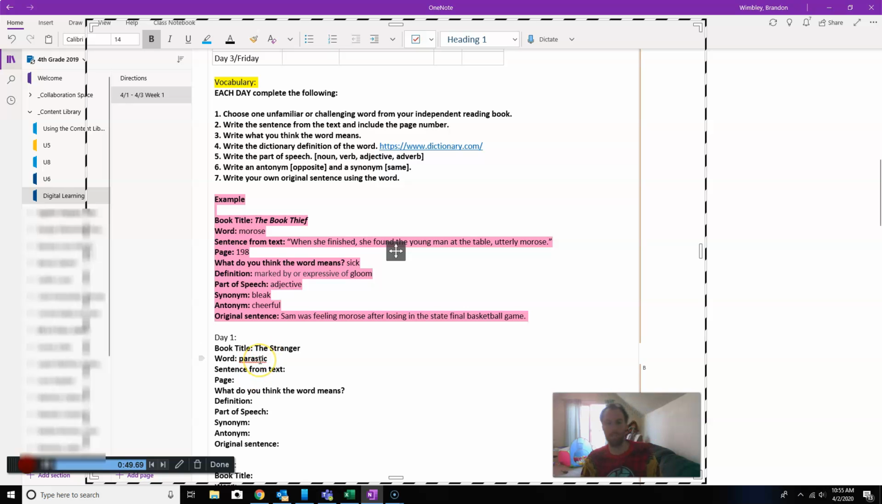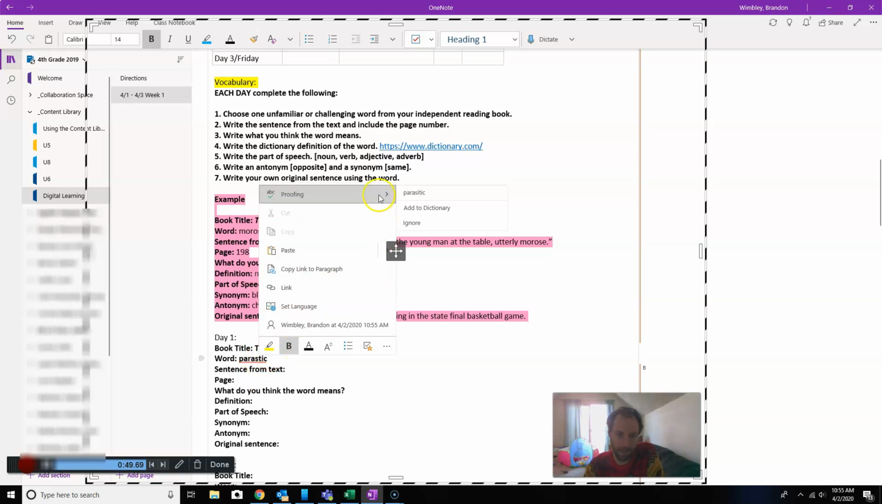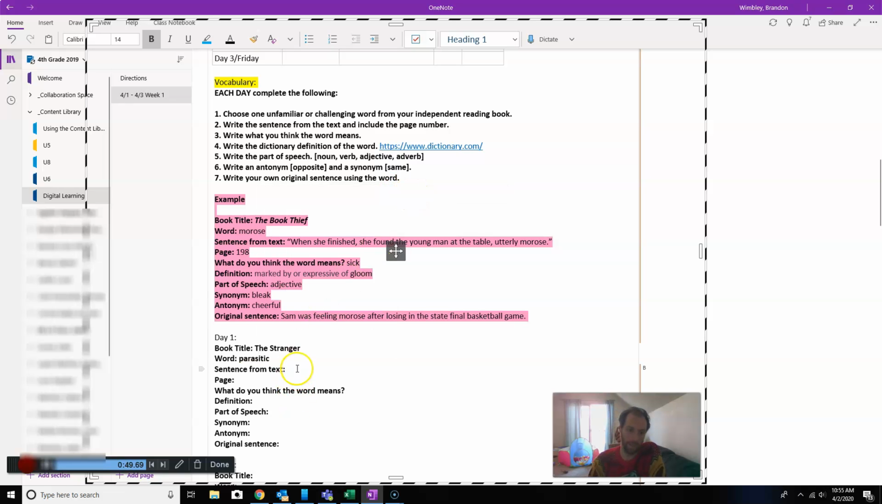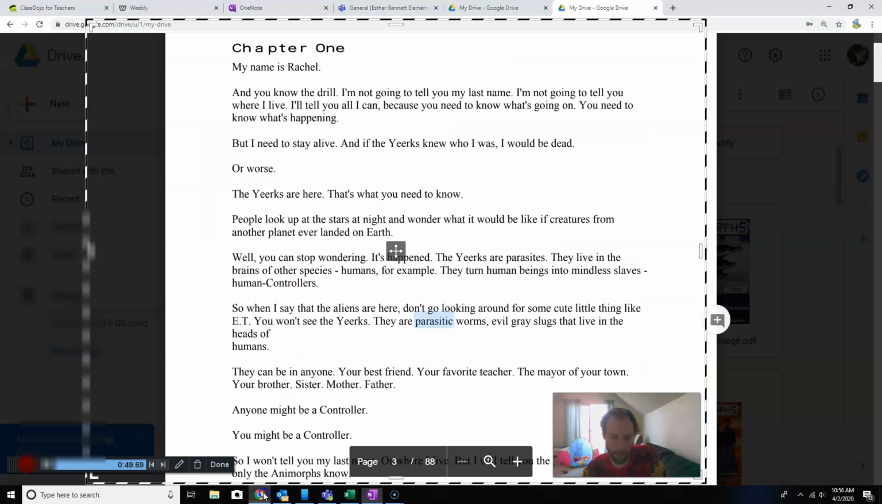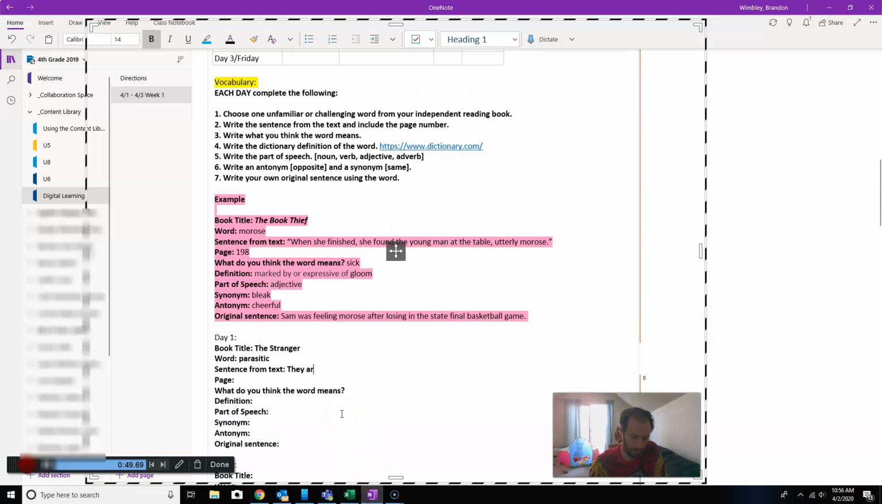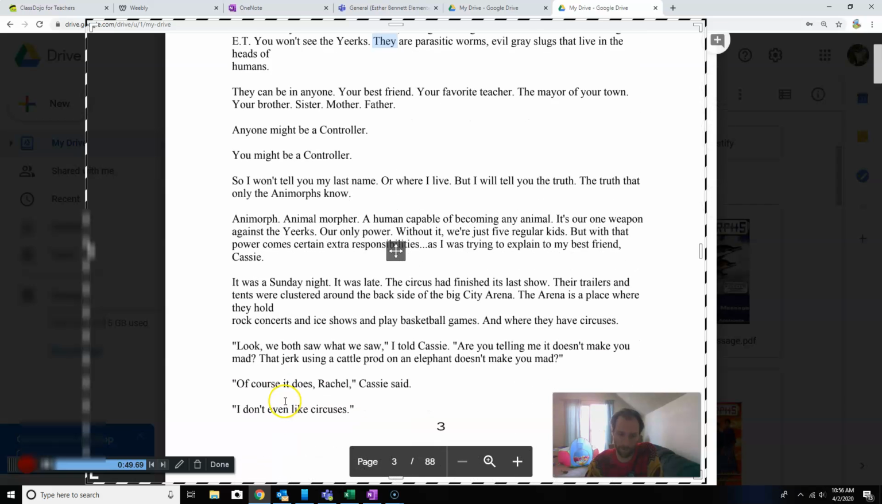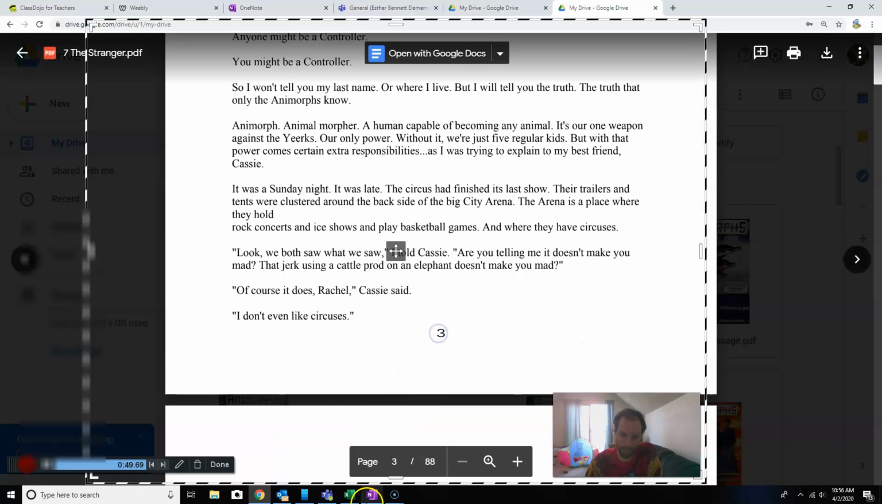And then if I misspell it, remember to use the spell checker, so you right click and make sure it matches. And now it wants the sentence from the text. So I'm going to put that sentence from the text. They are parasitic worms, evil gray slugs that live in the heads of humans. Now it wants to know the page number, so just like I would expect, I'm going to find the page number, and it's on page 3.